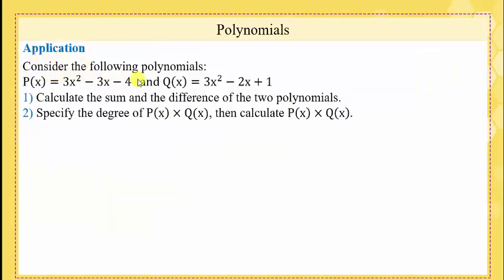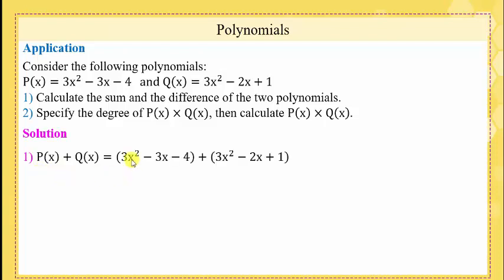Application. Consider the following polynomials: P(x) and Q(x). Part 1. Calculate the sum and the difference of the two polynomials. Part 2. Specify the degree of P(x) times Q(x), then calculate P(x) times Q(x). Please pause the video and try to solve it.